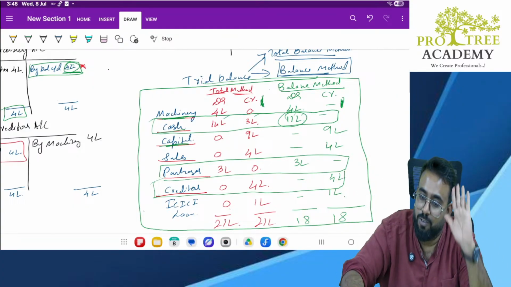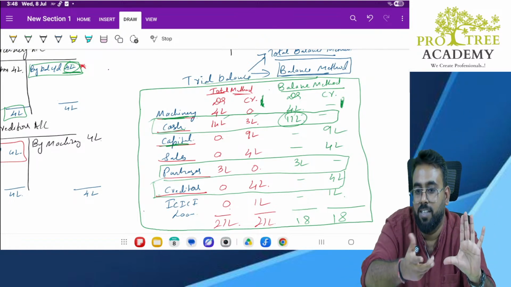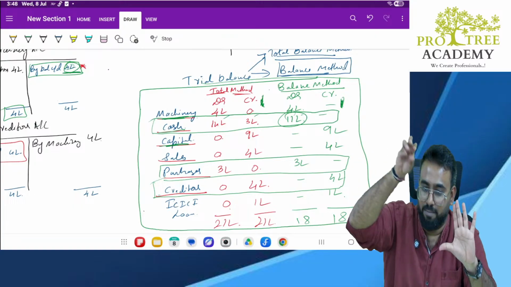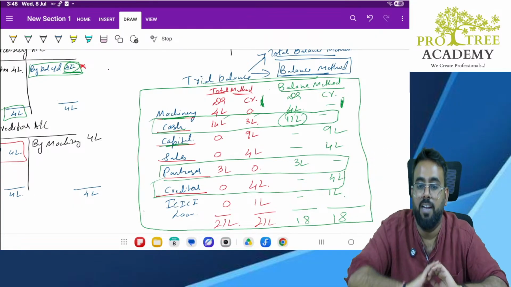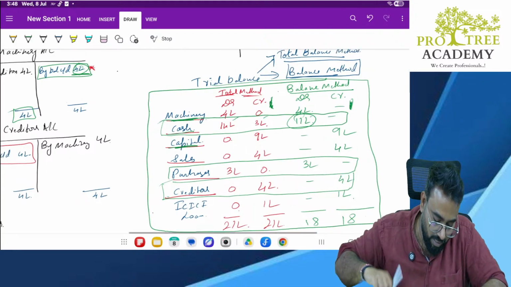Why? Asset account will always have a debit balance. That means what? Debit total will always be higher. So the balancing figure will come and sit on the credit side. But you will take the balance figure, and you will again put it on the debit side while preparing the trial balance. Understanding or no? See, machinery.